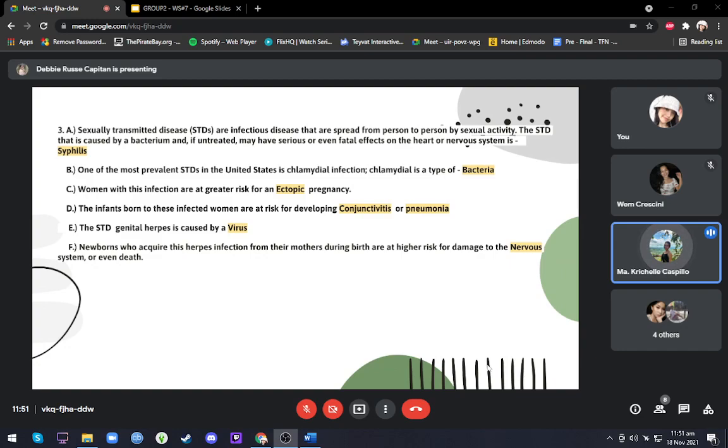One of the most prevalent STDs in the United States is chlamydial infection. Chlamydia is a type of bacteria. Women with this infection are at greater risk for an ectopic pregnancy. The infants born to these infected women are at risk for developing conjunctivitis or pneumonia. The STD genital herpes is caused by a virus. Newborns who acquire this herpes infection from their mothers during birth are at risk for damage to the nervous system or even death.